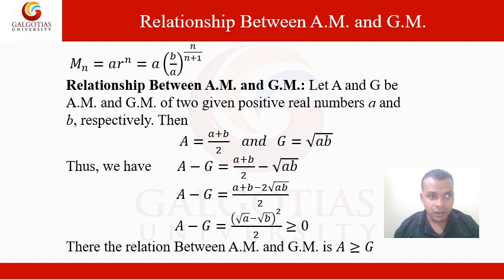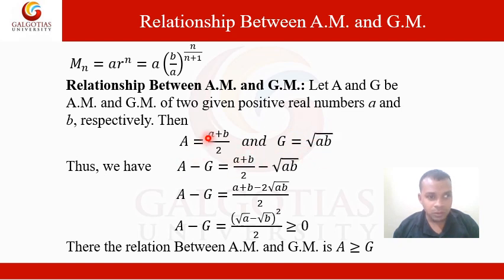So let us define the relationship between arithmetic mean and geometric mean. Let A and G be the arithmetic mean and geometric mean between two positive real numbers a and b respectively. The arithmetic mean between a and b is given by the average of a and b, that means (a plus b) by 2, and the geometric mean G is given by the square root of ab.